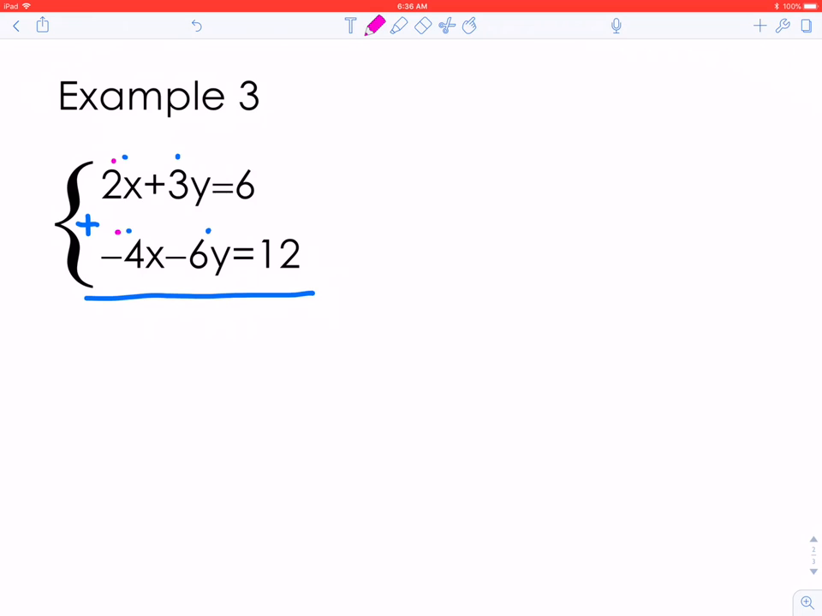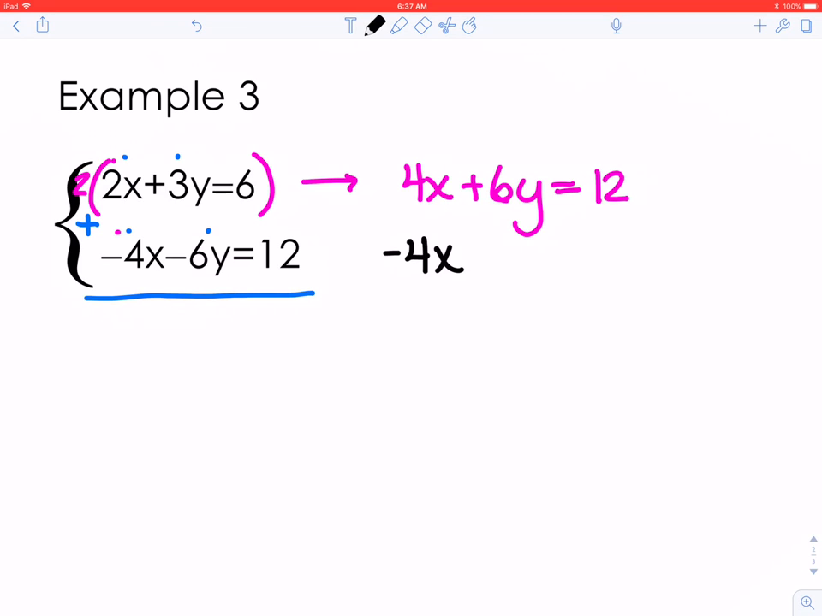And so if I want this to be a 4x, it's already a 2x, so I just need to multiply by 2, and I can do that as long as I do that across the entire equation. I've got to double every term. So 4x plus 6y is equal to 12. Okay, and we'll leave our second equation as is, no changes necessary. Negative 4x minus 6y equals 12. Now, you might run into a situation where you need to alter both equations and multiply through by different numbers, and that's fine. You can do that.